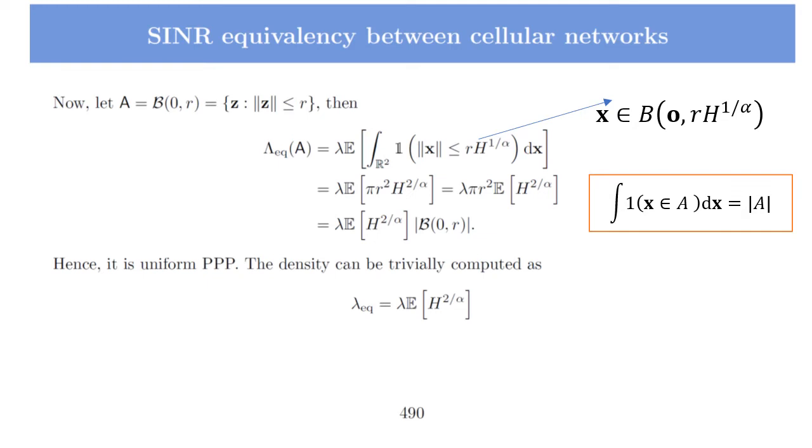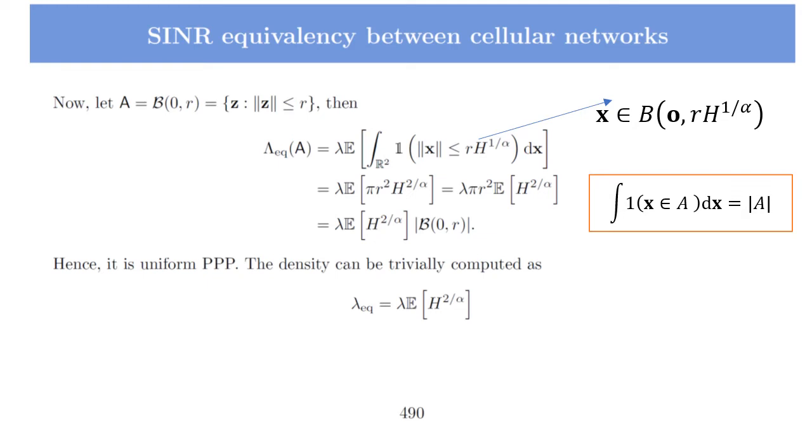So just to say it again, the integration of the indicator that x belongs to A, dx, is nothing but the size of A. With the same logic, this integration will be just the area of the ball, which is equal to pi into radius squared, which is pi into (r h to the power 1 upon alpha) squared. This is nothing but pi r squared h to the power 2 by alpha. Lambda is outside and there is also an expectation. Now for the inside term, the expectation with respect to h, all other terms can be taken out. This will be equal to lambda pi r squared times the expectation of h to the power 2 by alpha.